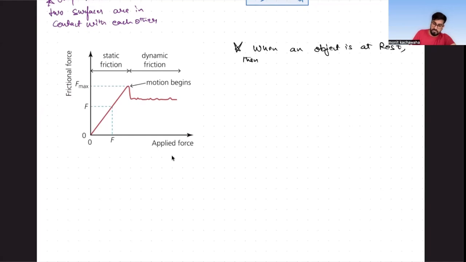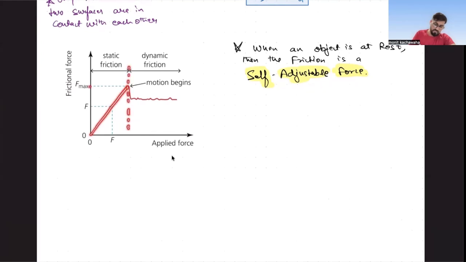Then the friction is a self-adjustable force. Now, what do we mean by self-adjustable force? We'll discuss this with a simple example. But let us say that till here it is not moving, and this is the maximum static friction an object can exert.